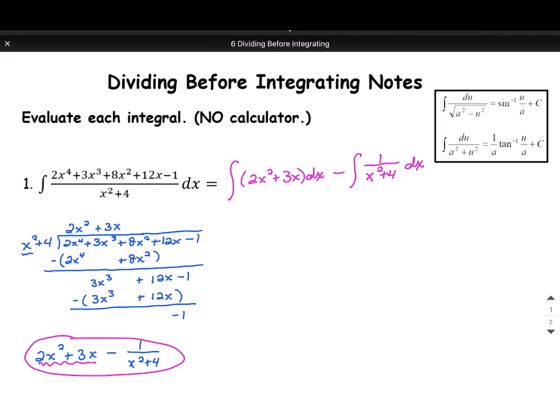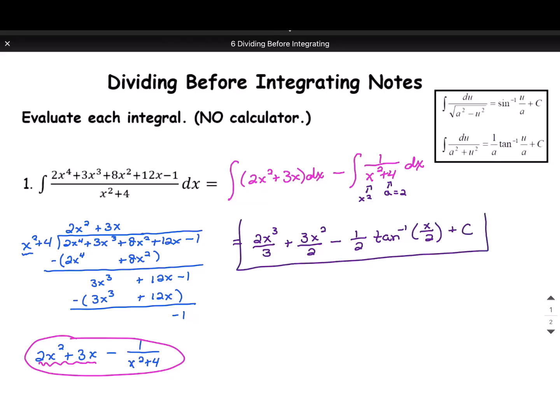But if you look carefully, remember we said the first one's easy, but the second one's not that bad. That's an x squared plus a squared, and if a is 2, that's a squared. So that's just a tan inverse. So we can do this. The antiderivative of 2x squared is 2x to the third over 3, plus the antiderivative of 3x is 3x squared over 2, minus, now if we use the tan inverse, it's 1 over a, where a is 2, tan inverse of x over a, where a is 2, and don't forget the plus C.